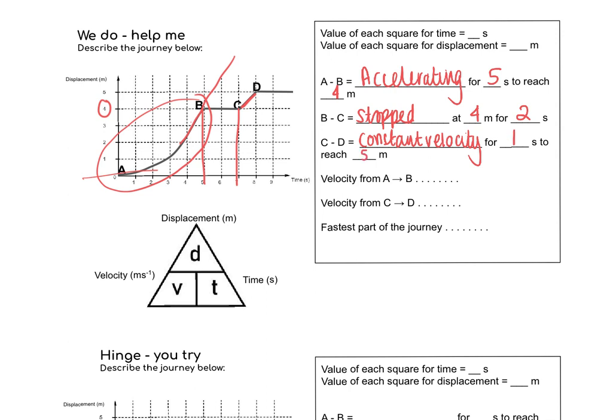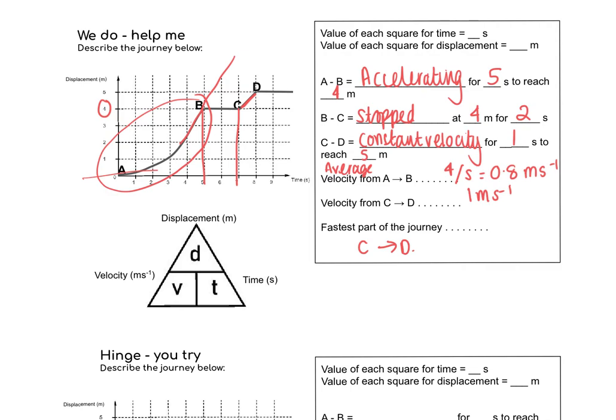So we've got our velocity from A to B. Again, this is a curve. It should really say average velocity there from A to B. So we'll work out the total displacement was 4 and we're going to divide it by how long it took. 4 divided by 5. It's going to be 0.8 meters per second. And then from C to D, it's gone 1 meter in 1 second. So it's going to be 1 meter per second. So the fastest part of our journey is going to be from C to D.